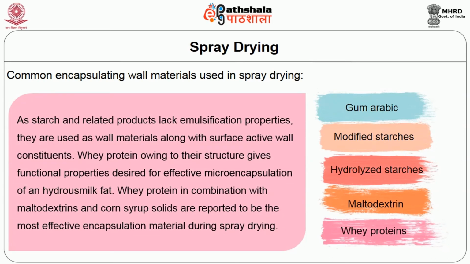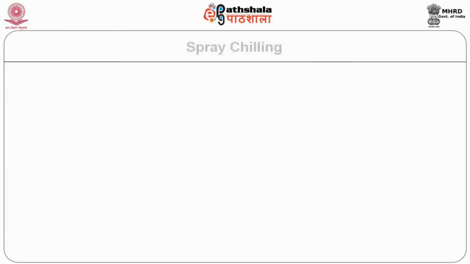As starch and related products lack emulsification properties, they are used as wall materials along with surface active wall constituents. Whey protein, owing to its structure, gives functional properties desired for effective microencapsulation of anhydrous milk fat. Whey protein in combination with maltodextrins and corn syrup solids is reported to be the most effective encapsulation material during spray drying. Spray chilling.